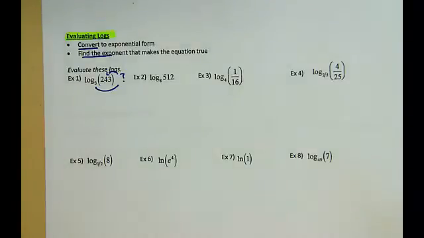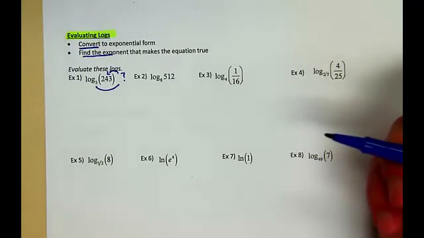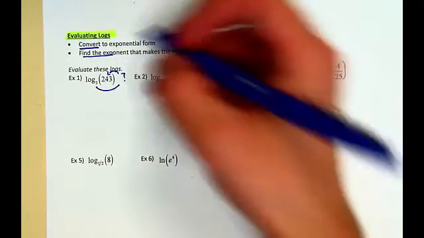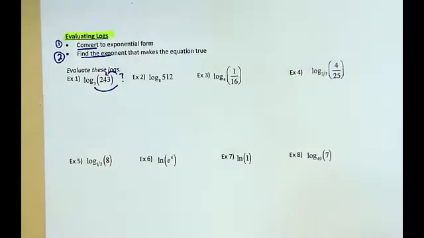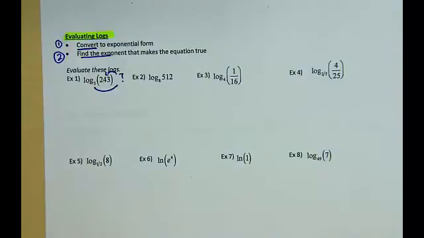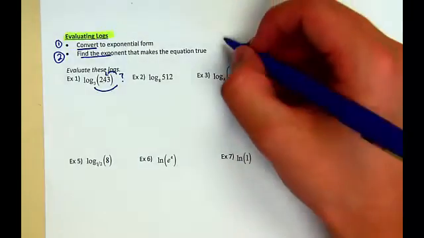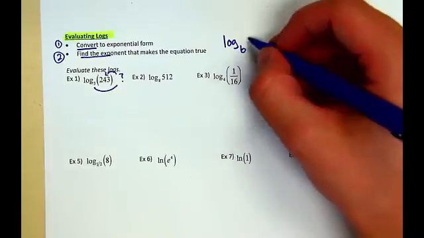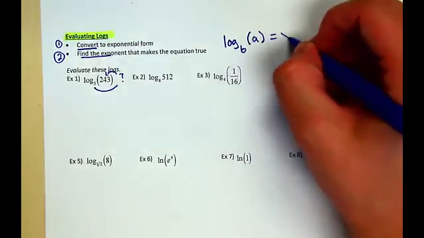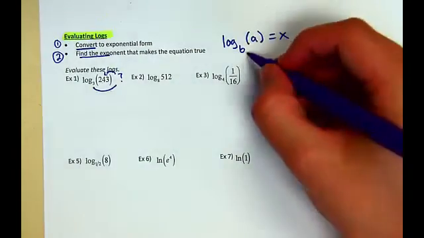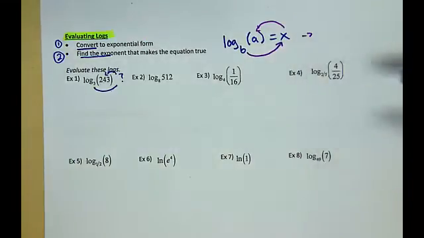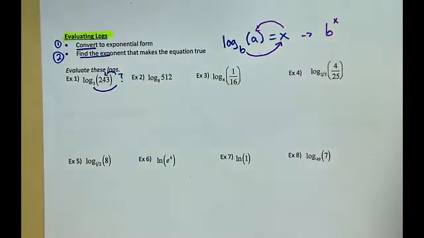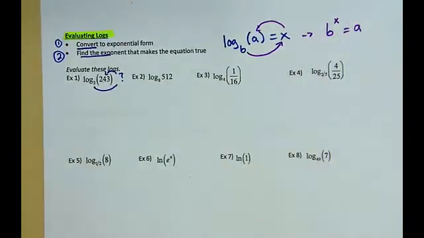Alright, so in the last video we talked about switching between exponential and logarithmic, and now to continue this lesson we're going to talk about evaluating logs. Our first step is to convert to exponential form, and then step 2 is to find the exponent that makes the equation true. So again, if you need a refresher, if we do a log of some base evaluated at an answer equals x, switching around, we start with the base to the exponent equals the answer. So that gives us b to some x equals the answer a.